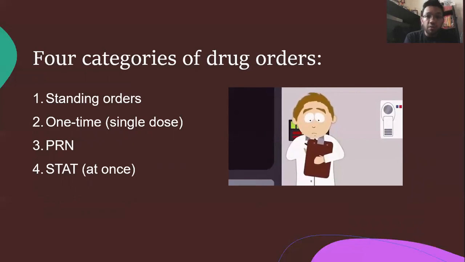While the third type of drug order would be PRN or pro re nata, in English terms, it's as needed. Like for example, pain relievers, pain medications, they can be given if the patient needs it, if the patient only feels pain, for example. Number four, stat, at once. Give a shot of epinephrine, stat. So it should be given immediately, most especially during emergency situations.